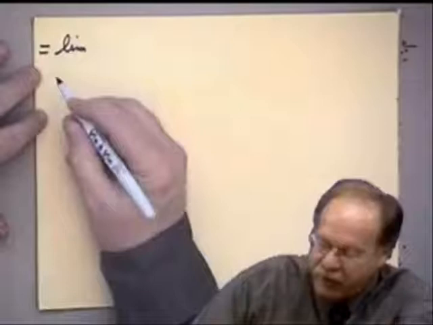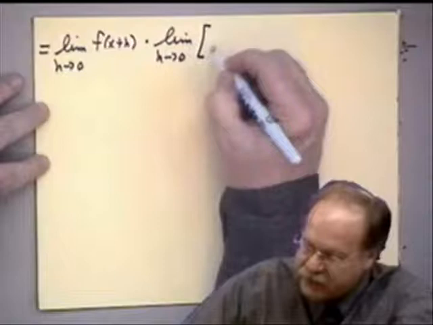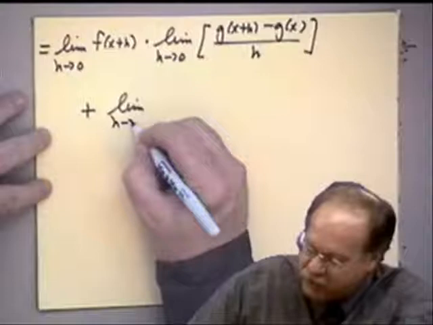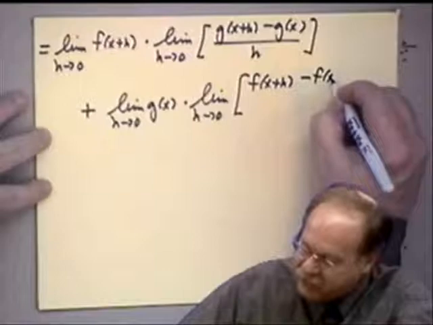So I will have the limit as h goes to 0 of f of x plus h, which I said I would factor out, times the limit of what remains, which is the limit as h goes to 0 of g of x plus h minus g of x all over h, and then plus the limit as h goes to 0 of g of x, which I said I would factor out, times the limit as h goes to 0 of what's left, which is f of x plus h minus f of x all over h.